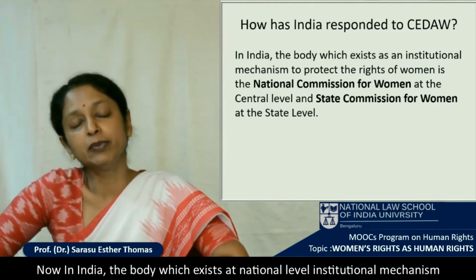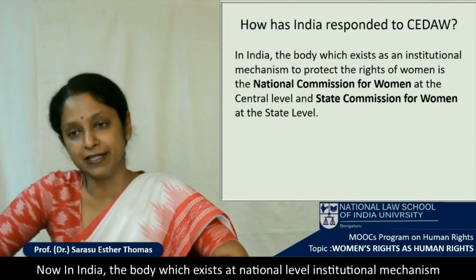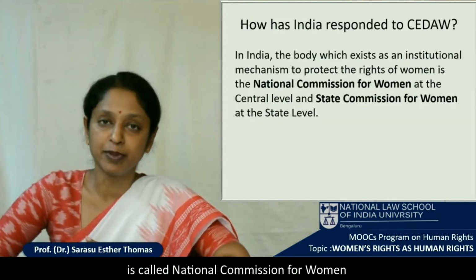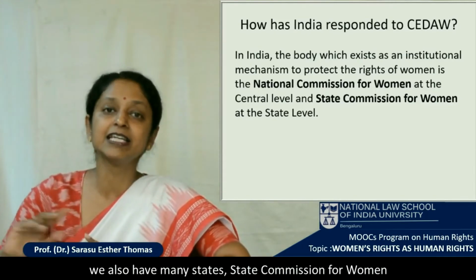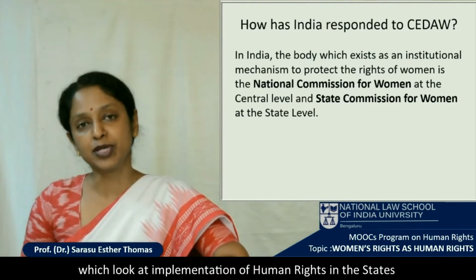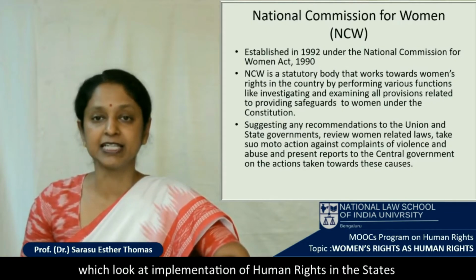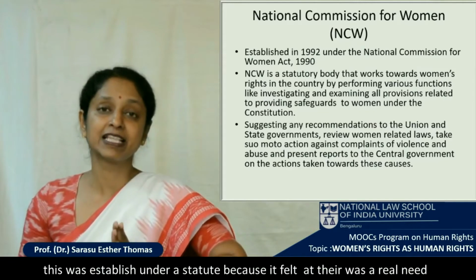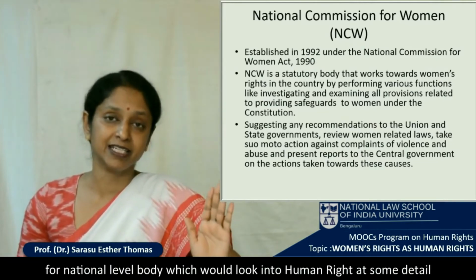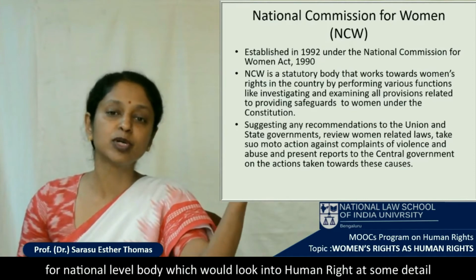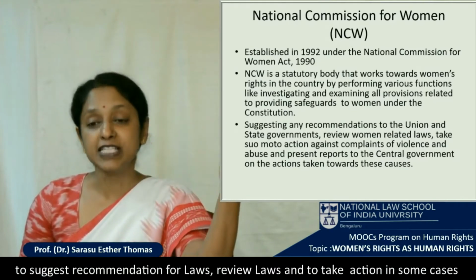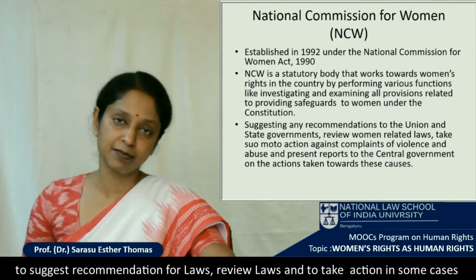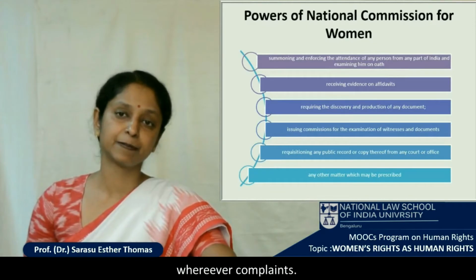Now, in India, the body which exists at a national level, an institutional mechanism, is called the National Commission for Women. We also have in many states state commissions for women, which look at implementation of human rights in the states. Now, this was established under a statute because it felt that there was a real need for a national level body which would look at human rights in some detail, to suggest recommendations for laws, review laws, and to take actions in some cases where there were complaints.